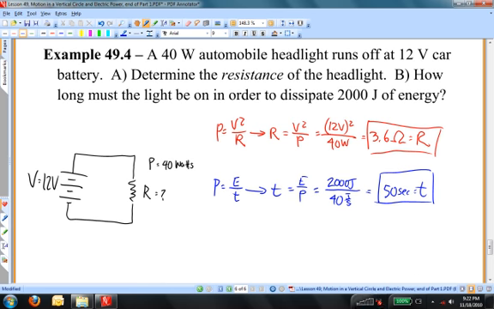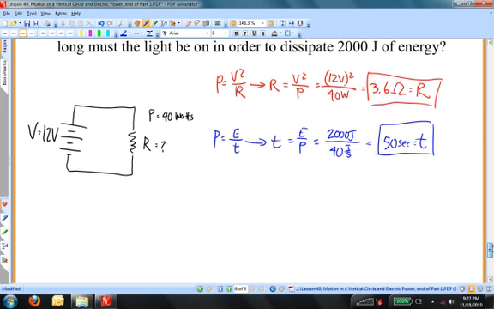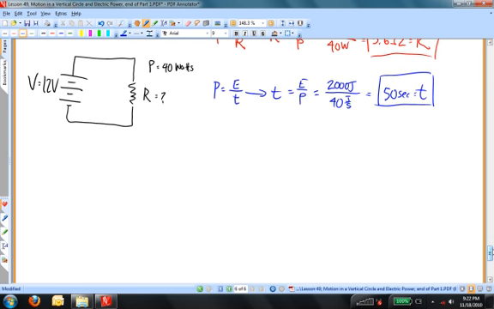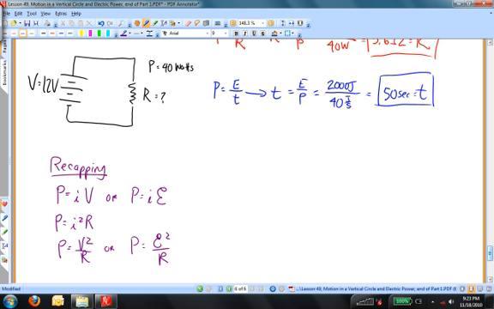Recapping this part of the lesson, we found that there are 3 important equations for power. Those 3 equations may be written in terms of voltage as V or in terms of EMF, E. Other equations that are important in this are going to be Ohm's law and the definition of energy. These formulas will get you a long way.